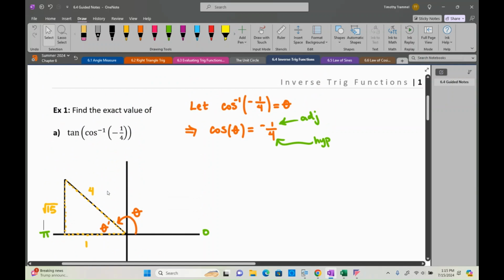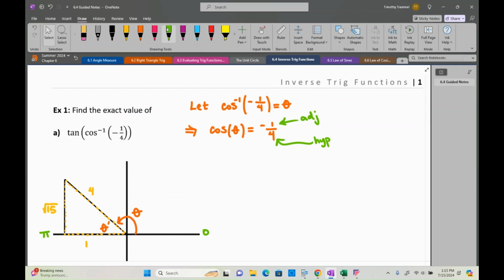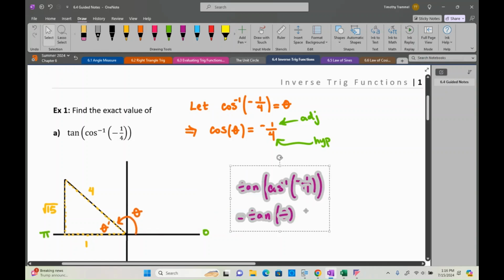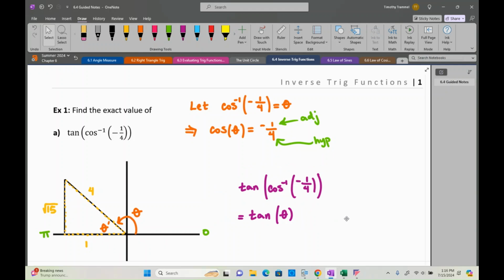Okay. So it may not be clear yet how this is going to help us, but here's the idea. We started off with tangent of cosine inverse of minus 1/4. And what we said is, let's just let that cosine inverse of minus 1/4 be theta. So now we have a new problem. Rather than finding tangent of cosine inverse of minus 1/4, I'll just use my picture over here on the left to find tangent of theta.